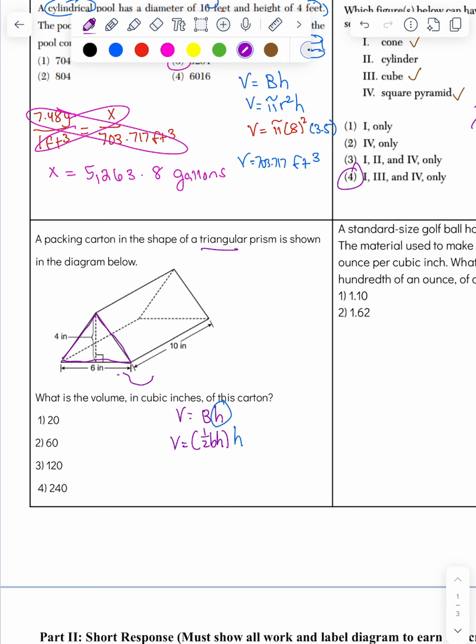So I'm going to put an arrow here for the triangle. Area of the triangle, so 1/2. The base of the triangle is 6, and the height of the triangle is 4. So that is half of 24, which is 12 inches, times the height of the entire prism. And the height of the entire prism is 10. So we have 120 cubic inches. And it does say to find the volume in cubic inches. So that's our answer.